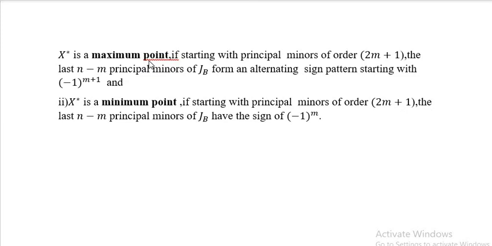Now x star is a maximum point if, starting with the principal minor of order 2m plus 1, the last n minus m principal minors of JB form an alternating sign pattern starting with minus 1 the whole raised to m plus 1. And x star is a minimum point if, starting with the principal minor of order 2m plus 1, the last n minus m principal minors of JB have the sign of minus 1 the whole raised to m.